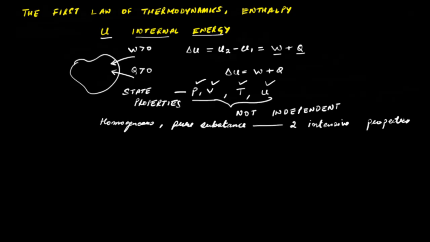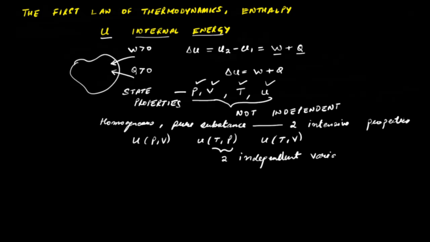So we can take the internal energy U as a function of, let's say, pressure and volume. We can also take it as a function of temperature and pressure, and a function of temperature and volume. So there are only two independent variables or state properties which we can vary, and all other state properties are going to depend upon these two variables.